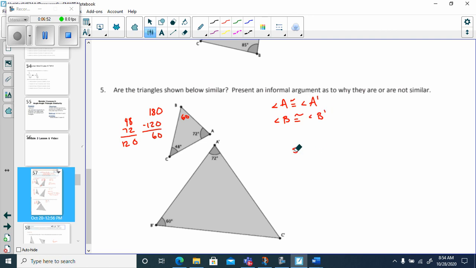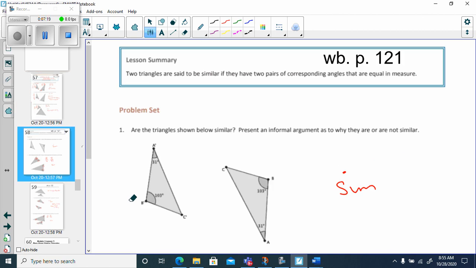So these are similar. How do I know these are similar? Two sets of corresponding angles are congruent. So these are similar by angle similarity. If I know that two sets of corresponding angles are congruent, then I know that the two triangles are similar. Okay, now go to the next page, page 121.